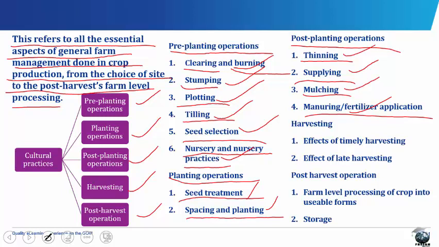Pruning and trimming, which is another post-planting operation. Perennial crops need pruning from time to time. Dead and drooping branches are usually cut off in fruit trees, while in some other crops like cocoa, pruning is done to give the tree a suitable shape for harvesting or to promote fruiting.